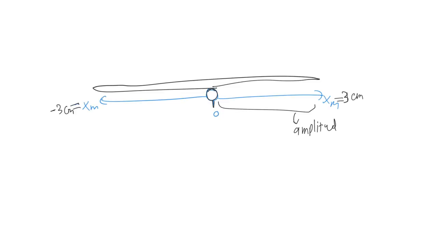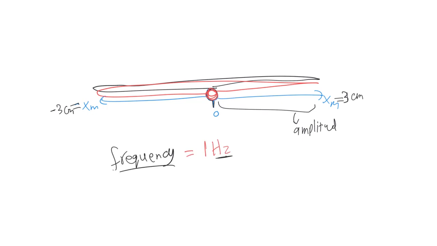Another important thing in the periodic motion is the frequency. So what is the frequency? Frequency is the number of oscillations in a period of time, or in 1 second. For example, if this particle does in 1 second 1 full cycle, or we can say one oscillation, the frequency will be 1 hertz. Okay, hertz is the unit of the frequency.